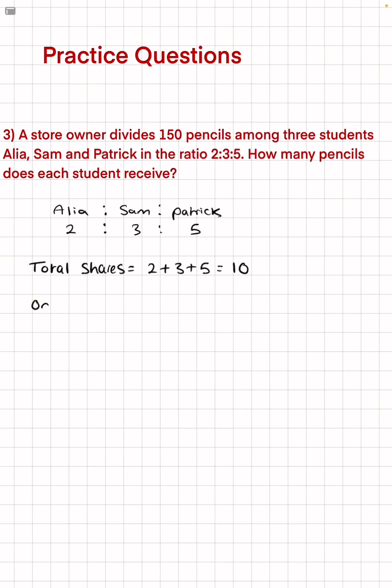Now we need to work out the value of one share. To do that, we need to do 150 divided by 10, which equals 15. So the value of one share is 15. Now we can use this number to work out how many pencils each student receives. Alia receives 15 multiplied by 2, which equals 30. So Alia receives 30 pencils.